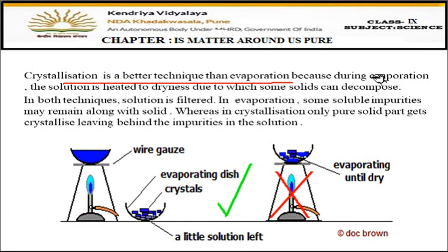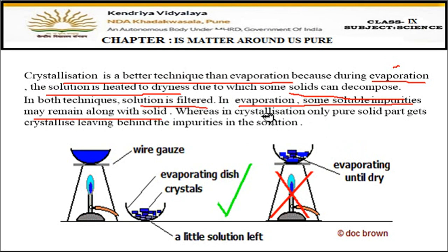It is so because in evaporation, the solution is just heated to dryness. In evaporation we keep it on the gas or in the sunlight, and the solution is heated for a long time, due to which sometimes solids can decompose. The solid molecules of the compound can break. So this is a negative point of evaporation. In both techniques the solution is filtered. Fine. But in evaporation some soluble impurities may remain along with the solid.